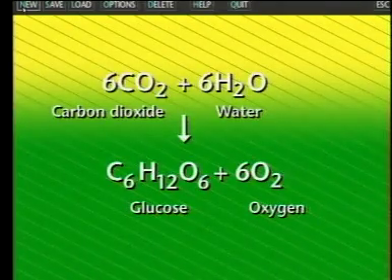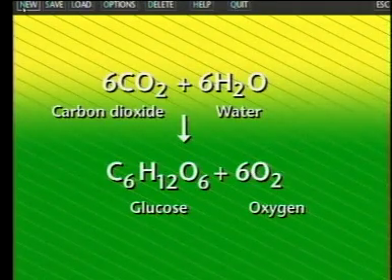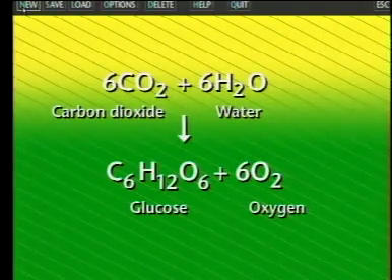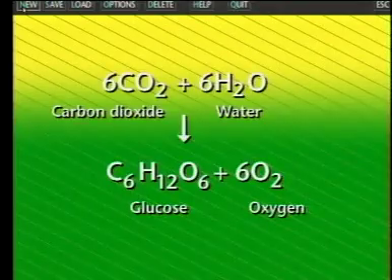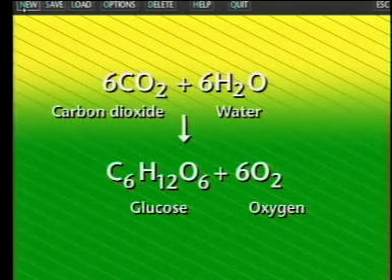Now, the overall reaction of photosynthesis is basically 6 molecules of carbon dioxide plus 6 molecules of water will give you 1 molecule of the sugar glucose plus 6 molecules of oxygen. Green plants, in the presence of sunlight, use 6 molecules of carbon dioxide plus 6 molecules of water to produce 1 molecule of sugar plus 6 molecules of oxygen.